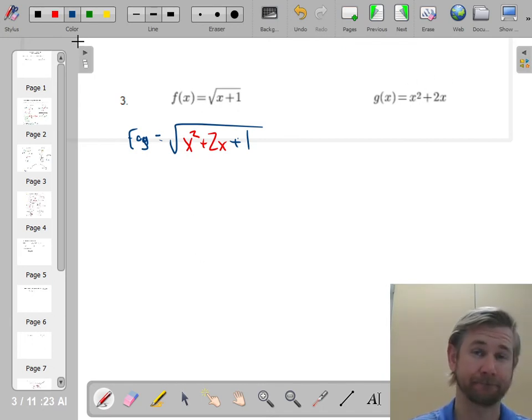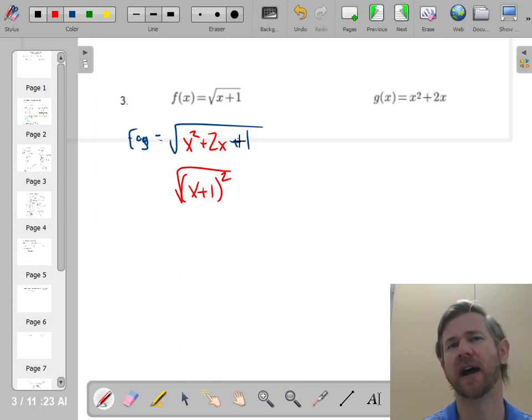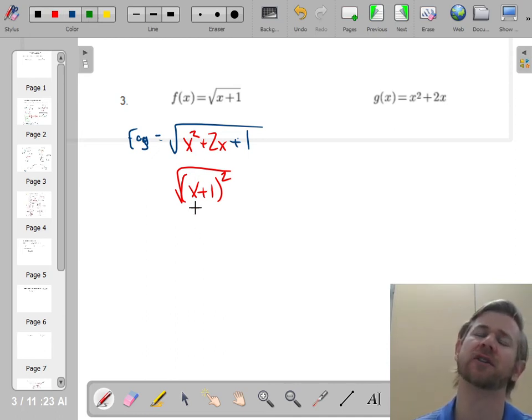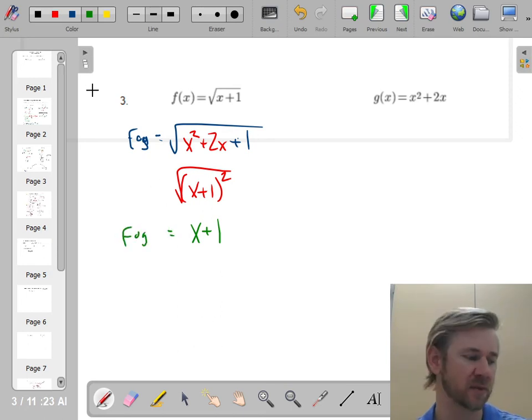Let's see. That's a factorable polynomial, and it's actually a perfect square. So if you factor the radicand, you can see that this is x plus 1 quantity squared, which if you square a square root, you actually just get that part underneath. f of g, I should say, is x plus 1.